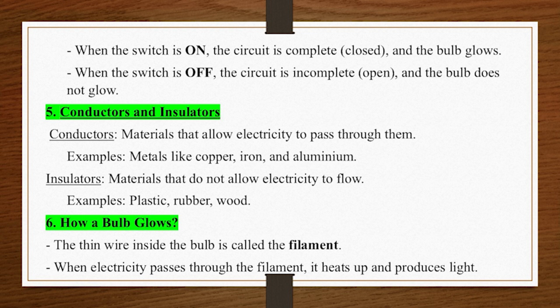5. Conductors and insulators. Conductors, materials that allow electricity to pass through them. Examples, metals like copper, iron, and aluminium. Insulators, materials that do not allow electricity to flow. Examples, plastic, rubber, wood. 6. How a bulb glows? The thin wire inside the bulb is called the filament. When electricity passes through the filament, it heats up and produces light.